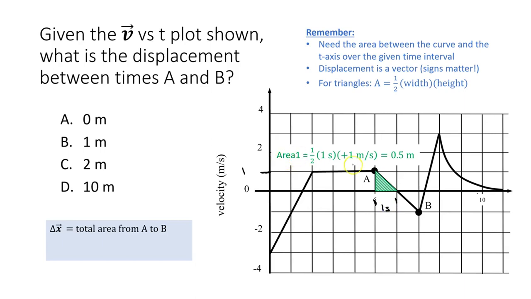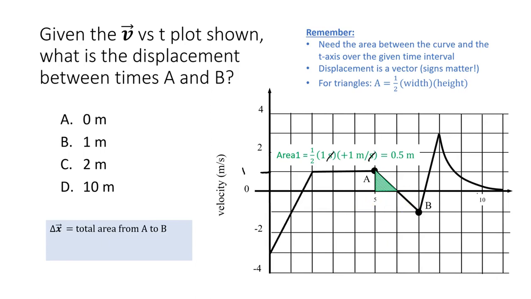And so then the area of that green triangle is 1/2 times 1 second, that's the width, times 1 meter per second, that's the height. And so then my seconds cancel and I'm left with 0.5 meters for the area of that first green triangle there.